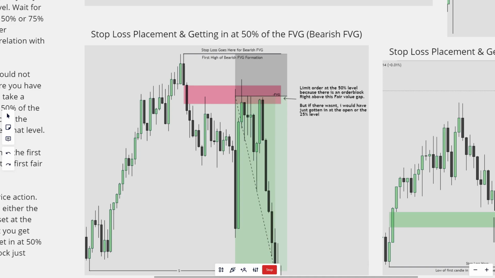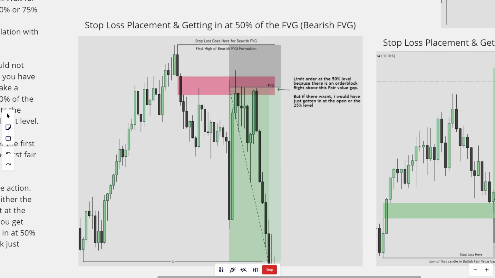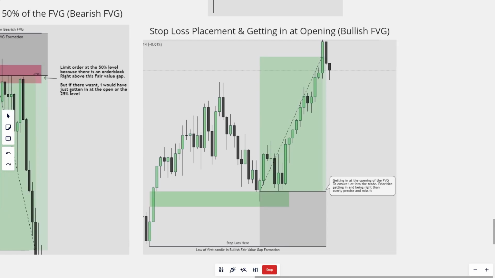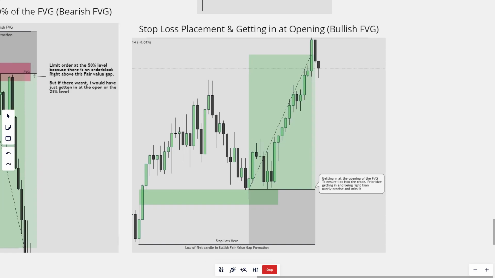So overall, when you have an order block just above a fair value gap, this is when you'd probably want to get into a trade at the 50% level to ensure that your stop loss gets above that order block. And this is what I mean by putting your limit order at the opening. As you can see, we have one candle, two candle, three candle. Bam, price comes back down. Our limit order at the opening of this fair value gap. Stop loss down here. Take profit up here. So overall, getting in at the opening of the fair value gap to ensure I get into the trade.